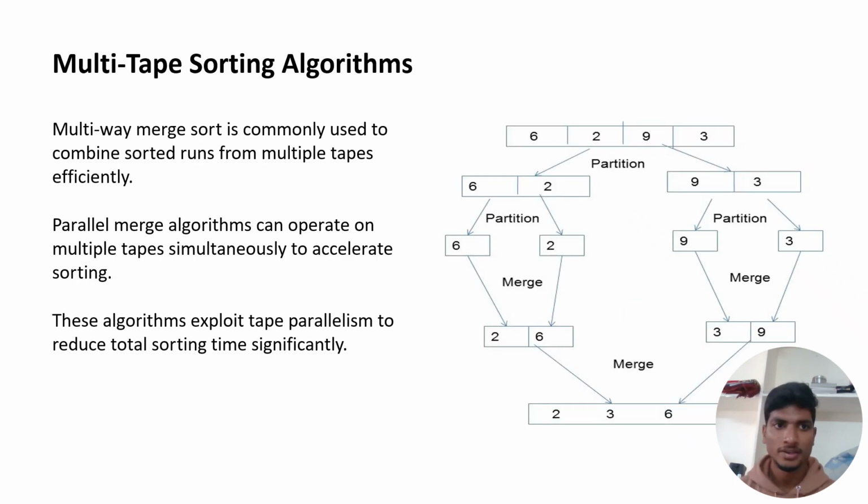Next we have multi-tape sorting algorithms. Multi-way merge sort is commonly used to combine sorted runs from multiple tapes efficiently. Parallel merge algorithms can operate on multiple tapes simultaneously to accelerate sorting. These algorithms exploit tape parallelism to reduce total sorting time significantly.